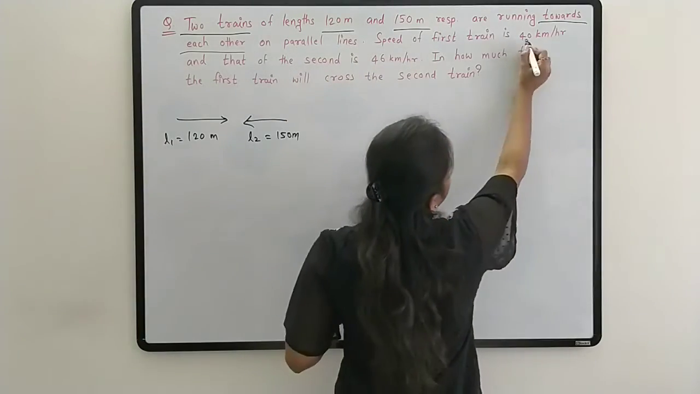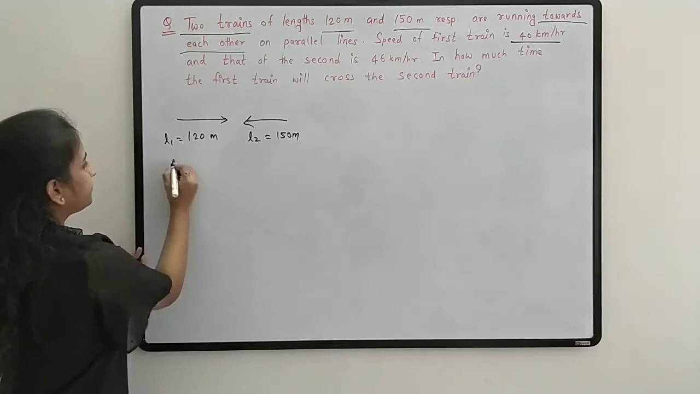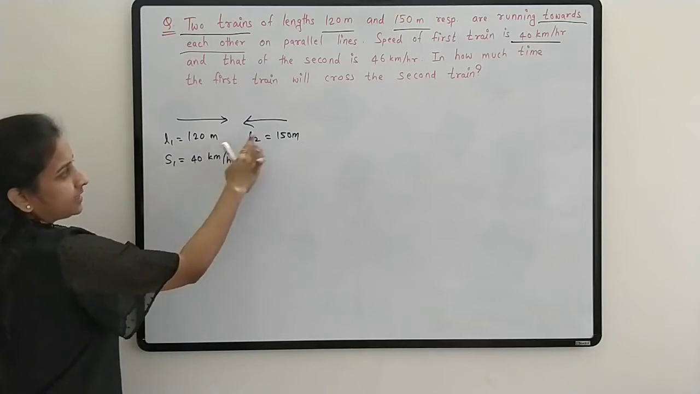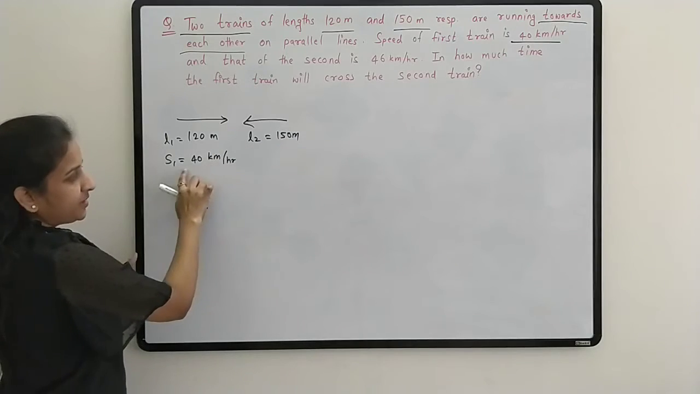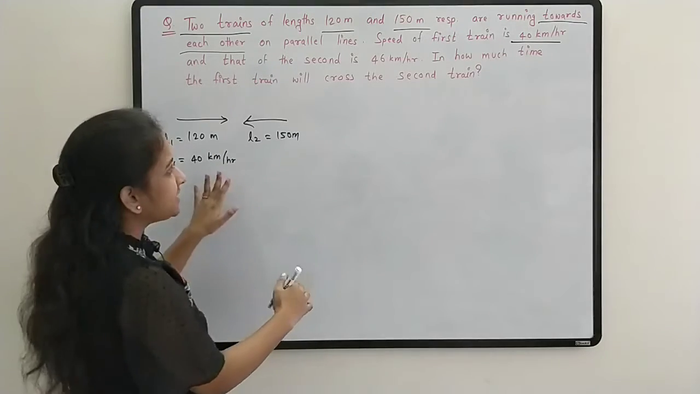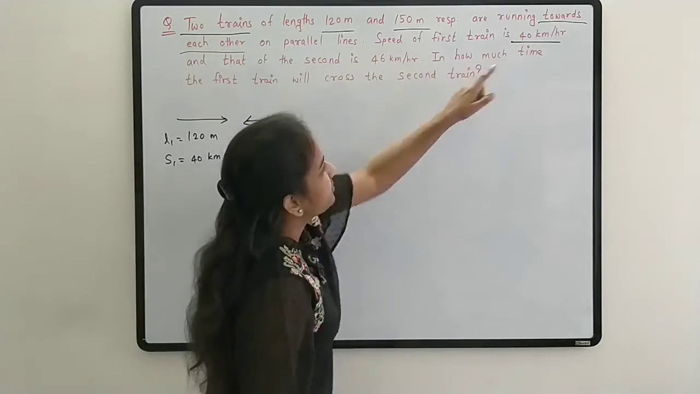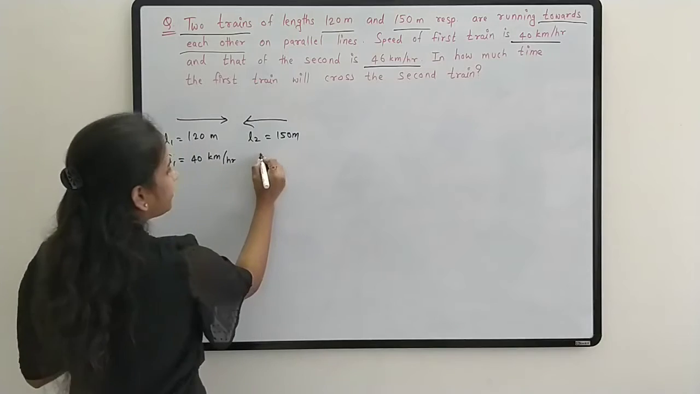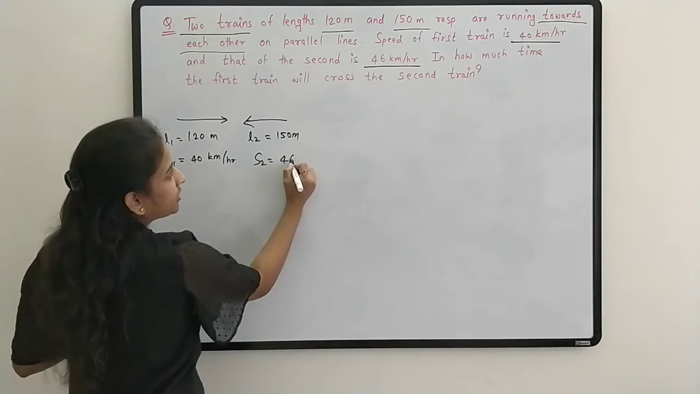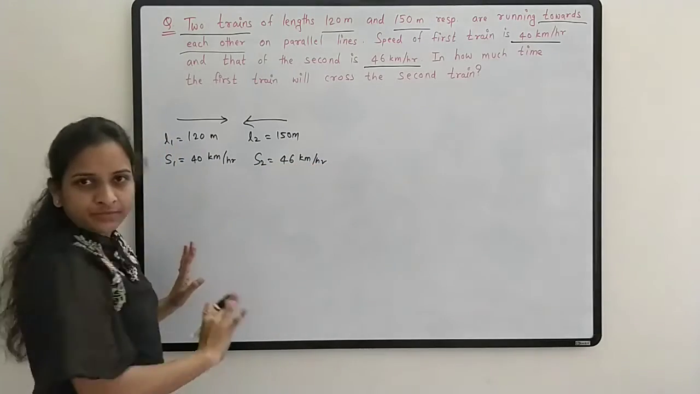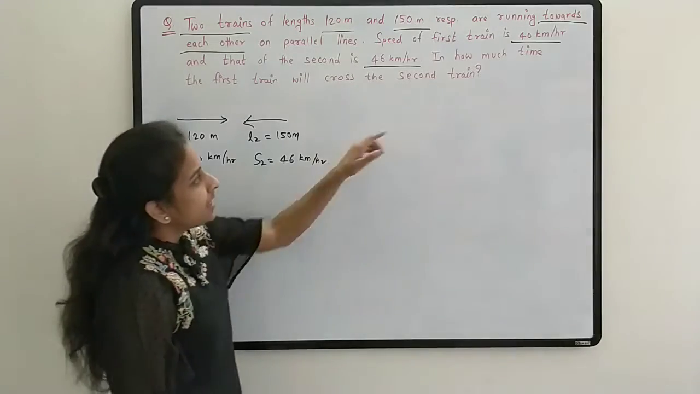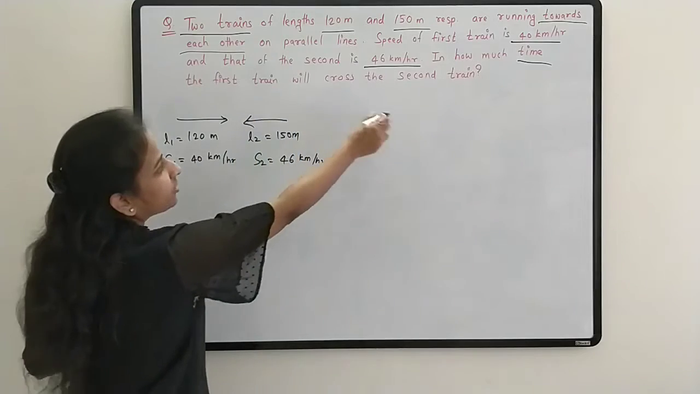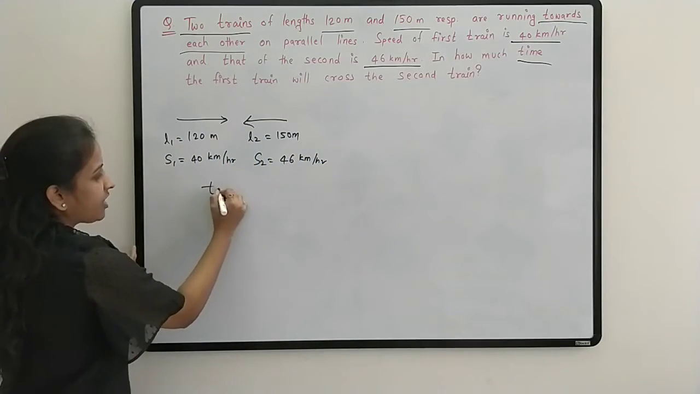Now the next part. Speed of the first train is 40 km per hour. So S1 is equal to 40 km per hour. See, here units are in meter, here speed is in kilometer per hour. Okay, we have to adjust it. Speed of the first train is 40 km per hour and that of the second is 46 km per hour. So S2 is equal to 46 km per hour. Easy, simple till now. Now what is asked? In how much time will the first train cross the second train? So we have to find time.